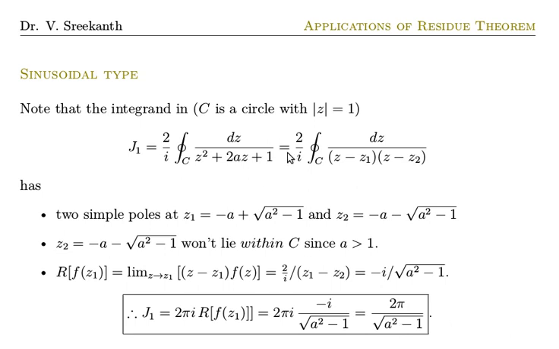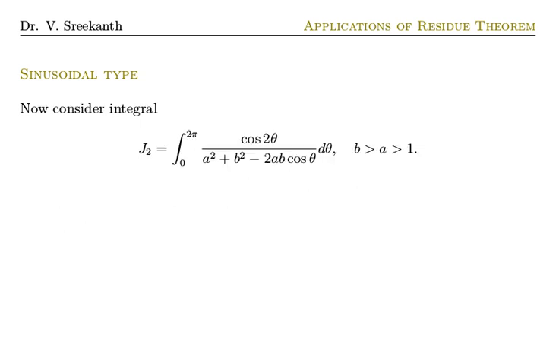So you see, this complicated integral, we don't have to solve anything. We just need to identify the pole and find the residue. That's it. You don't have to worry about the integral itself, right? We will take one more example of this sinusoidal type, and we will try to do it.